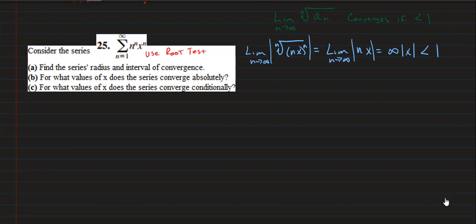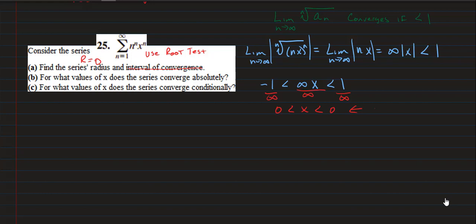So to set up my inequality, I'm going to look at -1 is less than infinity times x is less than 1. To get the x by itself in the middle, we're going to divide all three parts by infinity. And that's going to give us 0 is less than x is less than 0, which means that our radius of convergence is equal to 0. And there is no interval of convergence. It converges only at x equals a.